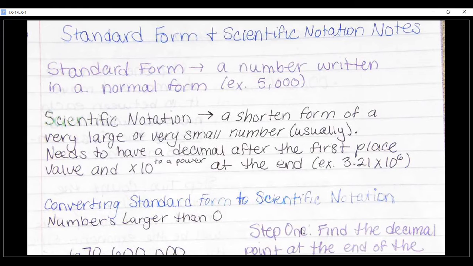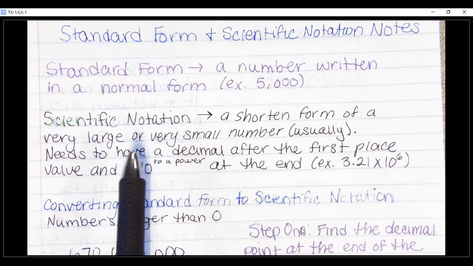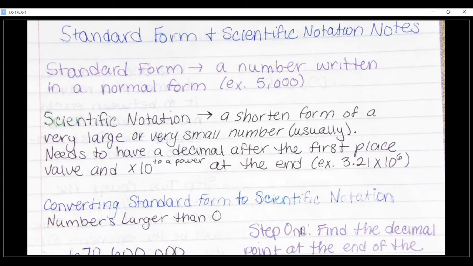However, when you use numbers that are super, super big or very, very small, it's actually easier to write in scientific notation. It's actually less work. So, scientific notation is a shortened form of a very large or very small number. It needs to have a decimal after the first place value and then times 10 to some power at the end. An example of this is 3.21 times 10 to the sixth power. 3 is that first place value, so that's why you have the decimal after it. It should only be one number, so there shouldn't be two digits in front.